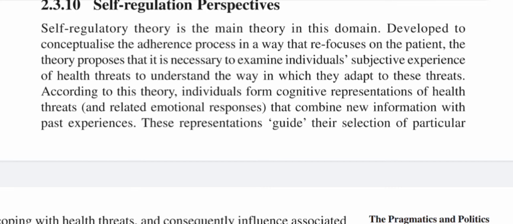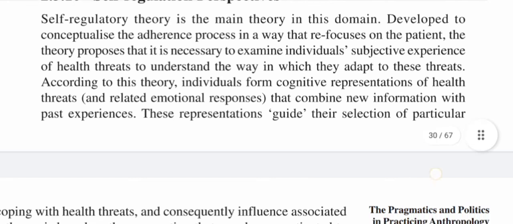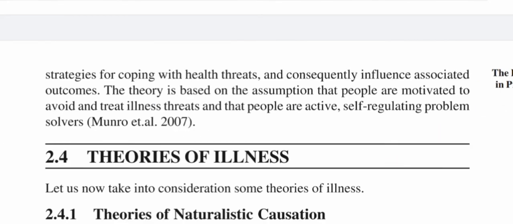Self-regulatory perspective or theory is the main theory in this domain, developed to conceptualize the adherence process in a way that refocuses on the patient. The theory proposes that it is necessary to examine individual subjective experiences of health threats to understand the way in which they adapt to these threats. According to this theory, individuals form cognitive representations of health threats and related emotional responses that combine new information with past experiences. These representations guide their selection of particular strategies for coping with health threats and consequently influence associated outcomes.